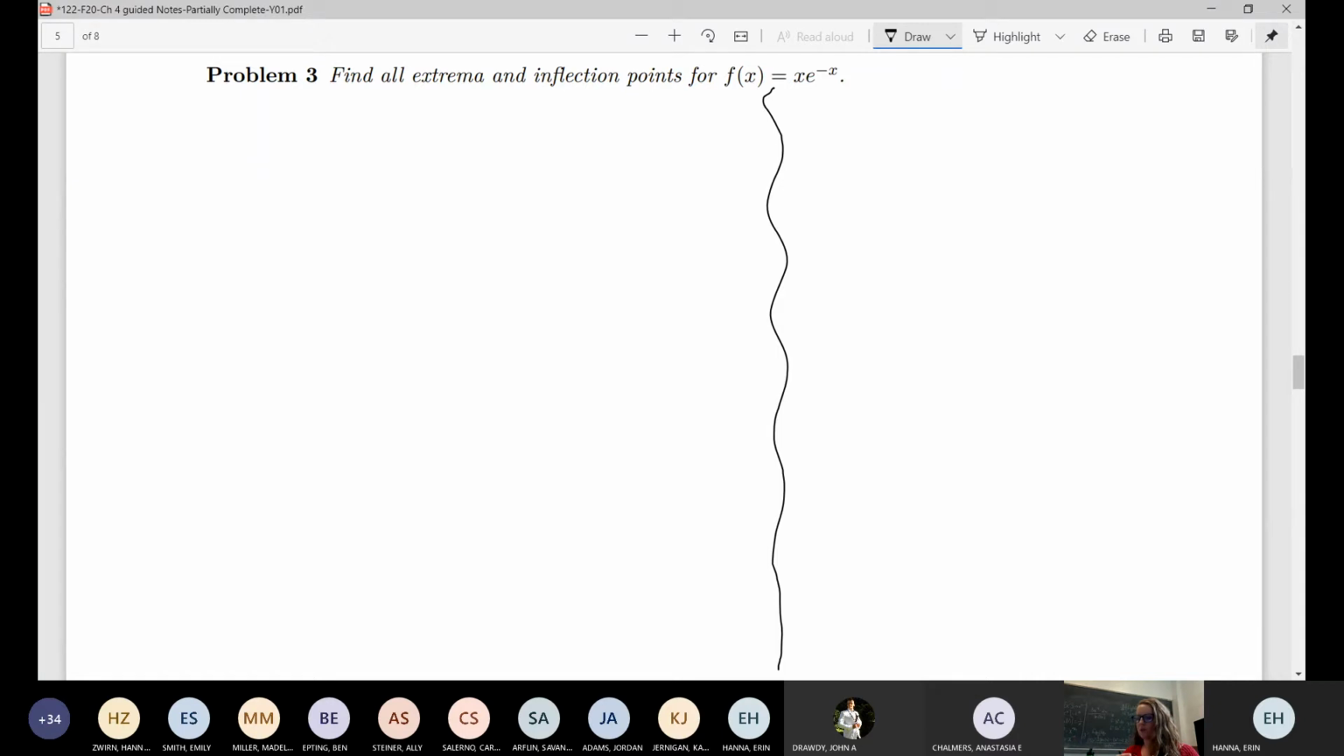Wait, is this one of the ones that is inconclusive? No, I think that's the next one. Anyway, I'll talk about that when we get there. So for extrema, the first thing you do is always find the derivative, find the critical points. So we need the derivative.